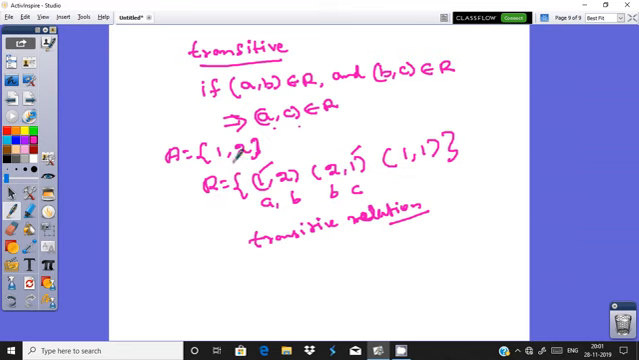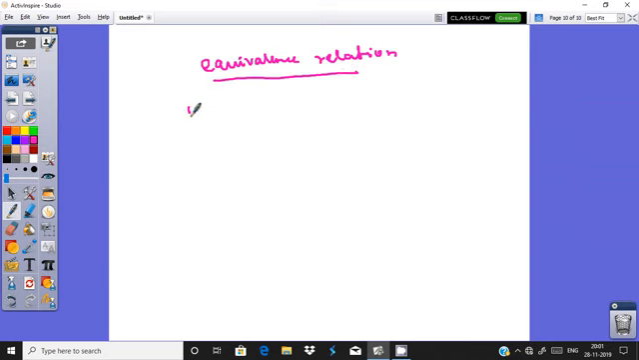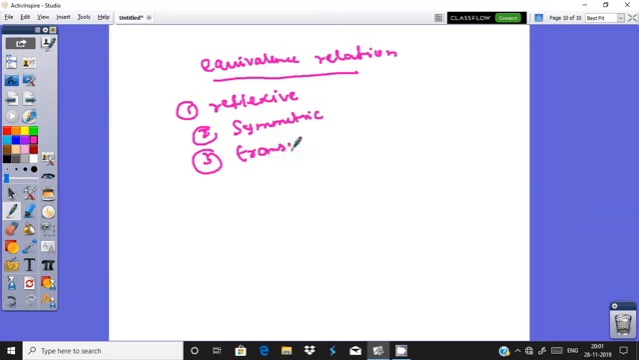Then we can say a relation is an equivalence relation. A relation is called an equivalence relation when it is reflexive, when it is symmetric, when it is transitive. When it is transitive, we can say this is called an equivalence relation.